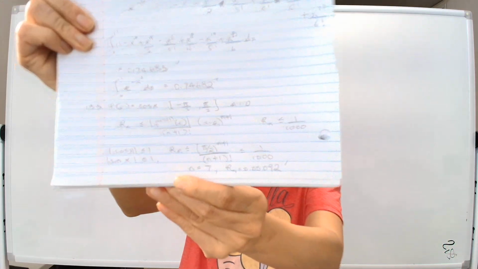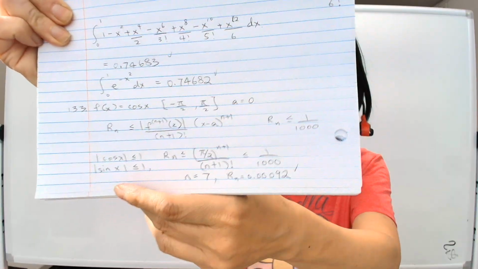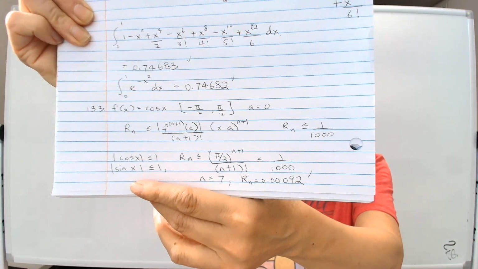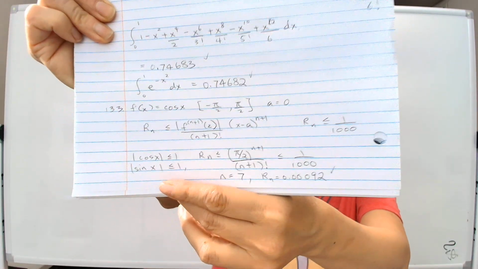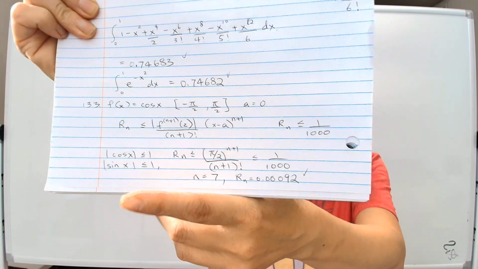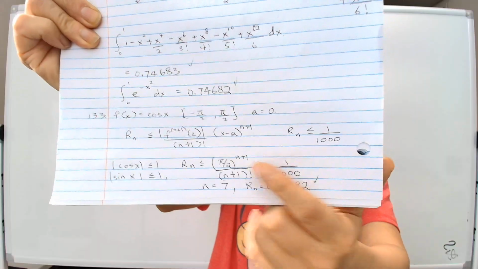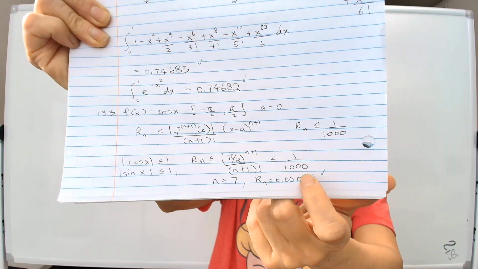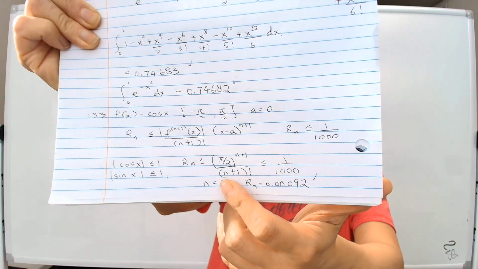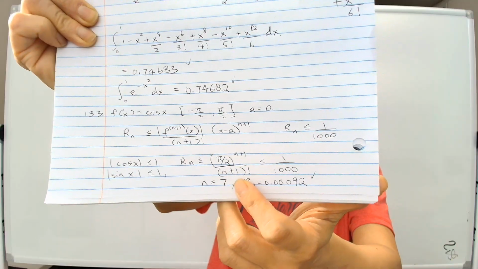Now in cosine's case, as you remember, the cosine's derivative just goes to sine and then cosine and sine again and all that. So the maximum it can reach is just 1. So you plug 1 in there, and then when is this thing going to be less than 1,000? That is not going to be easy to calculate because you have n plus 1 factorial down there.